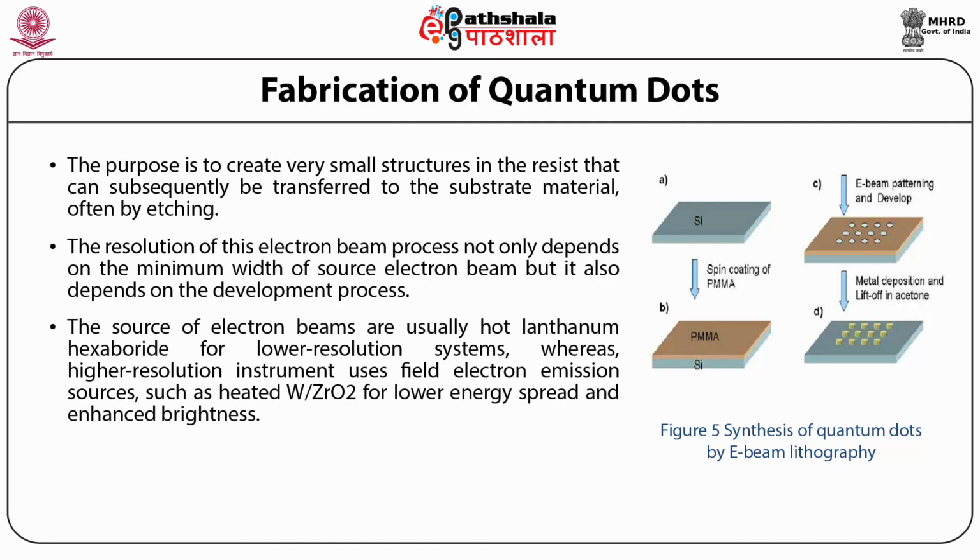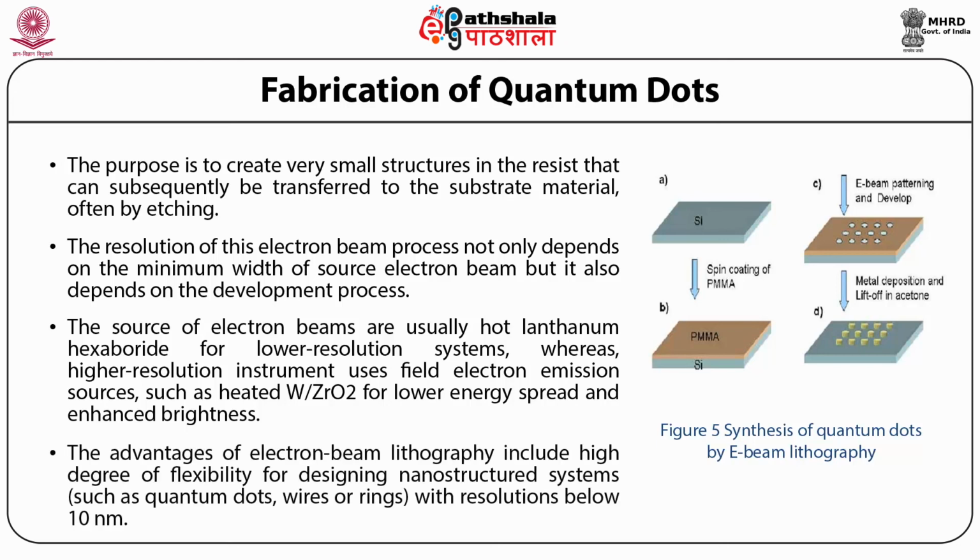The sources of electron beams are usually hot lanthanum hexaboride for lower resolution systems, whereas higher resolution instruments use field electron emission sources such as heated tungsten zirconium oxide for lower energy spread and enhanced brightness. The advantages of electron beam lithography include a high degree of flexibility for designing nanostructure systems such as quantum dots, wires or rings with resolutions below 10 nanometers. However, the spatial resolution needed to observe significant quantization effects is much higher.